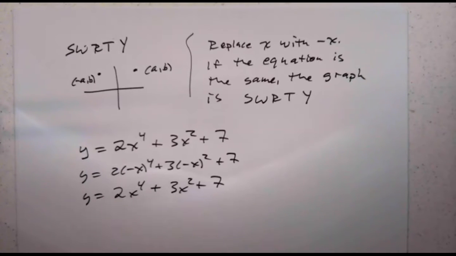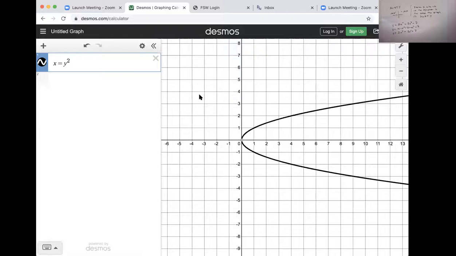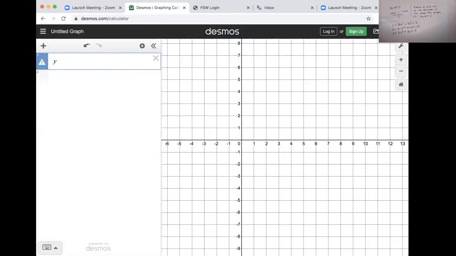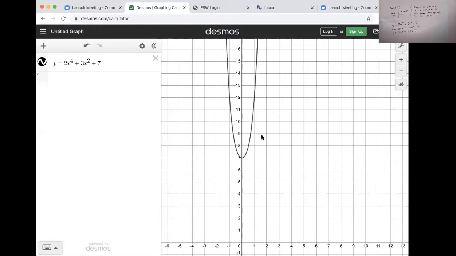So if we graph this thing, it should be symmetric with respect to the y-axis. So let's take a look at Desmos and see if it is. We said y equals 2x to the fourth plus 3x squared plus 7. And sure enough, if you fold it over the y-axis, the points match. So that looks good.